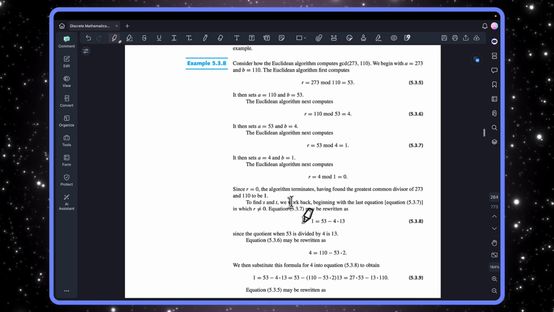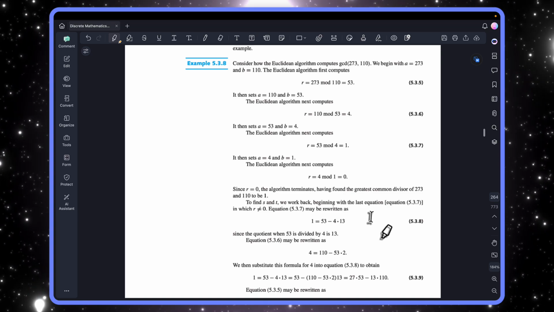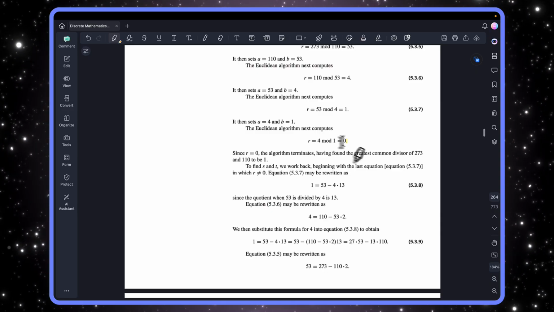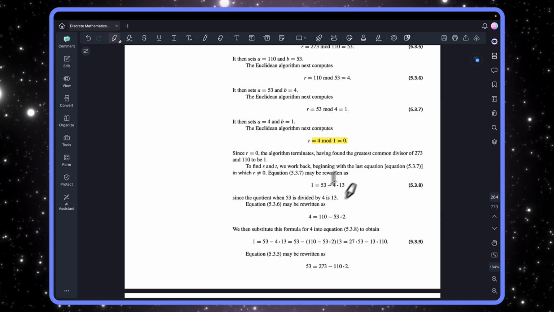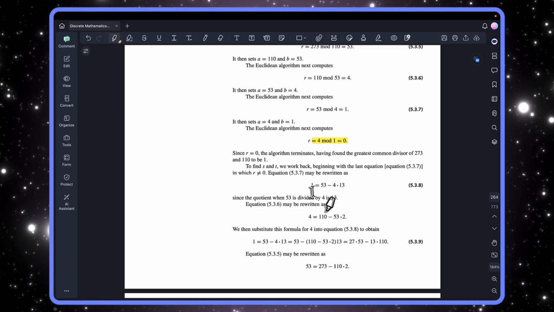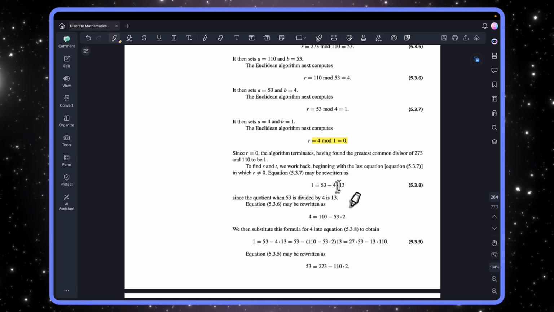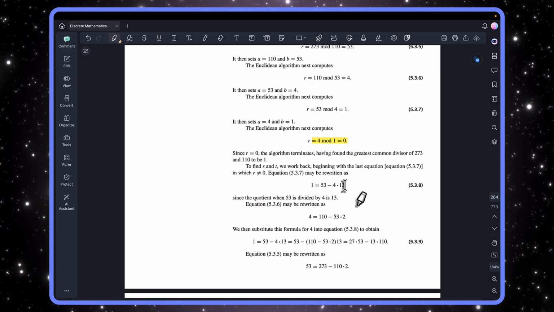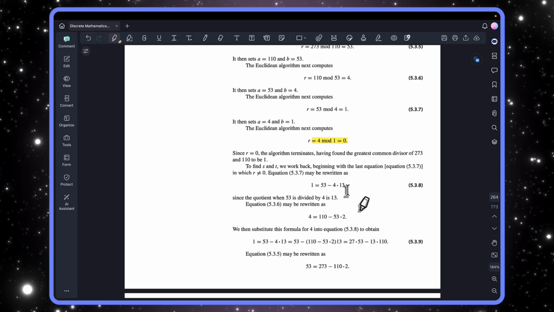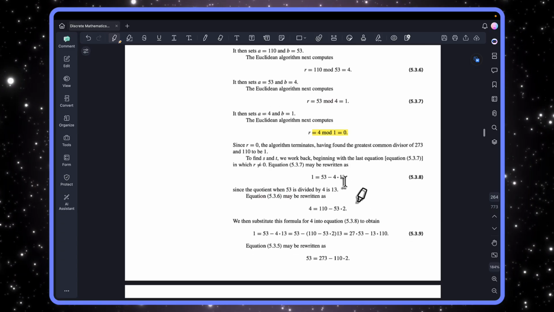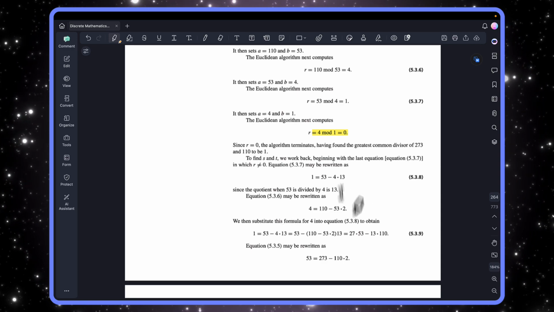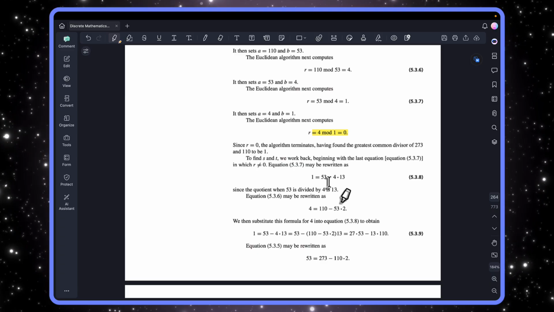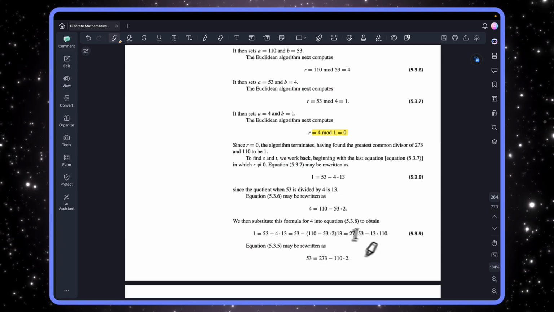Now, how do we find this s and the t? Well, you go backwards. You start with the first equation: if you do the division here, you see that we write down 1 is equal to 53 minus 4 times 13. That's how you get 1: you take 53 divided by 4, and you can see that equation is true. Then you can do the same thing. Now we know that 4 is 110 minus 2 times 53, so you plug that expression for 4 into the previous equation.